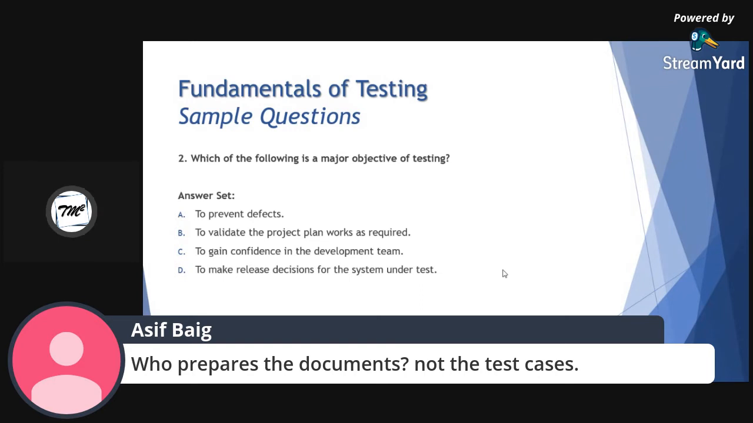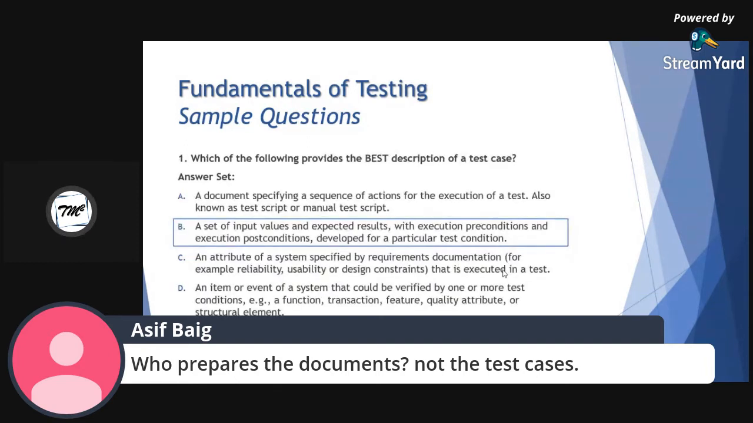So, for example, in the previous question, which of the following provides the best description of a test case. When you talk about words like best, in ISTQB we make use of a lot of words like most, least, best, or maybe not. When they use a word like best, it means there is more than one option which might look similar to each other and might confuse you, but all they want is 100% clarity from you on which is the best answer.